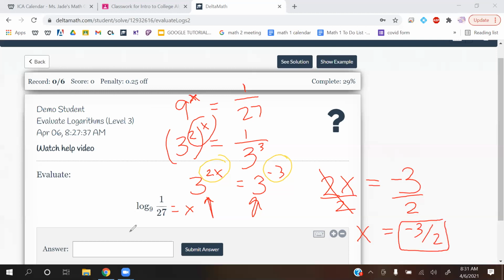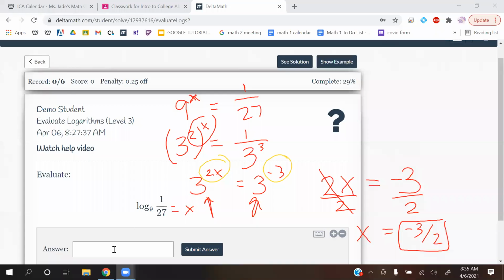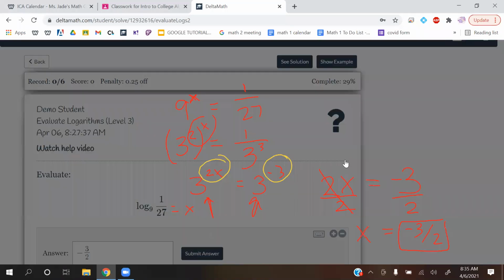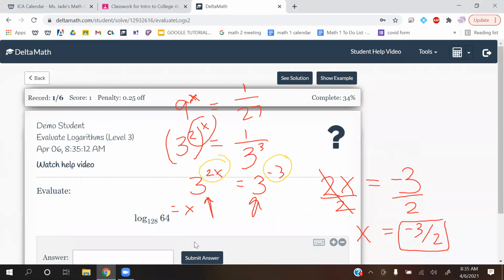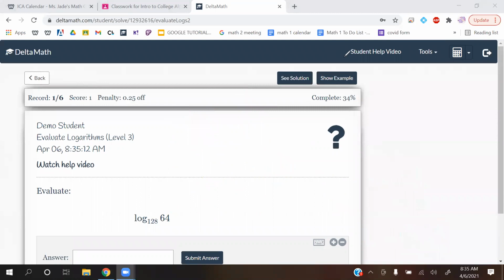And so before I go ahead and type that in and submit it, are there any questions? And then I'm going to type in negative 3 over 2, submit. And then let's do another one. Wait, oh, wrong button. Okay. I was looking for the annotate button and I just wasn't looking at it.